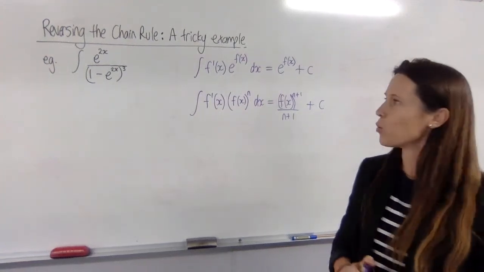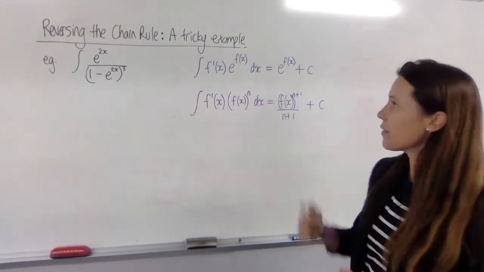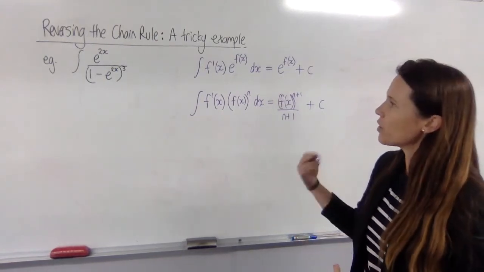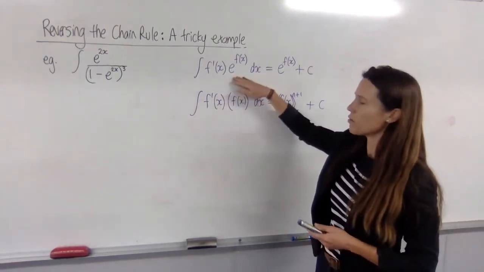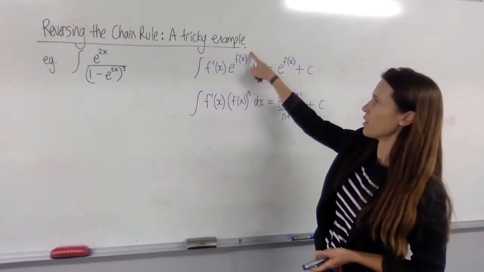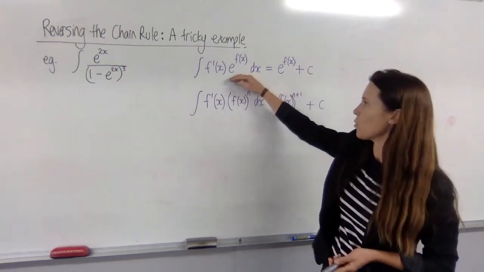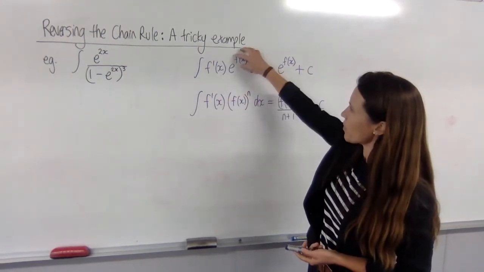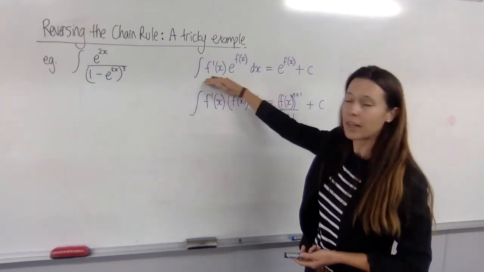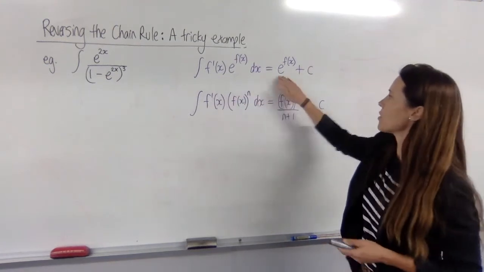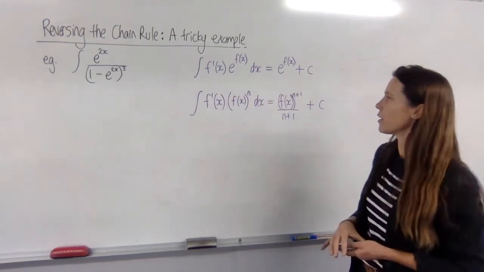Now we've got an example where we need to reverse the chain rule. And this is a tricky example, but it's maybe not for the reason you might think. We've already looked at how we can reverse the chain rule where we have an exponential function like this. We've got e raised to some function, and a perfect question would have f dash x out the front, so the differentiation of whatever's up here in the power. But if we don't have that, but we have something that's close, we've seen how we can adjust for it, and we can use this rule to go backwards and integrate.